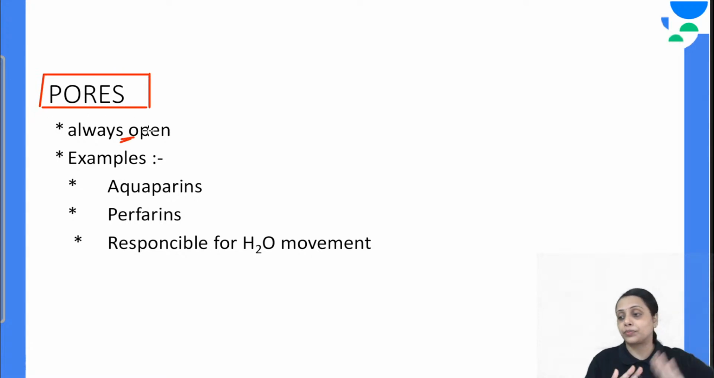This transmembrane protein is always and always open. In examples, we have aquaporin and perforin, and they are responsible for water movements. So do remember the important point, that is, pore is always and always open.